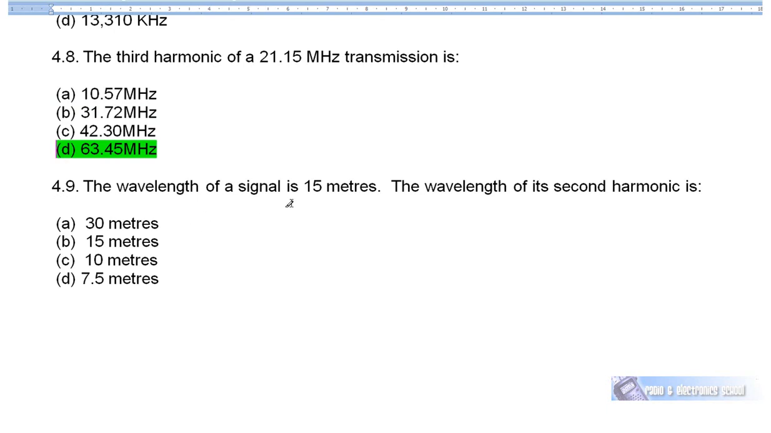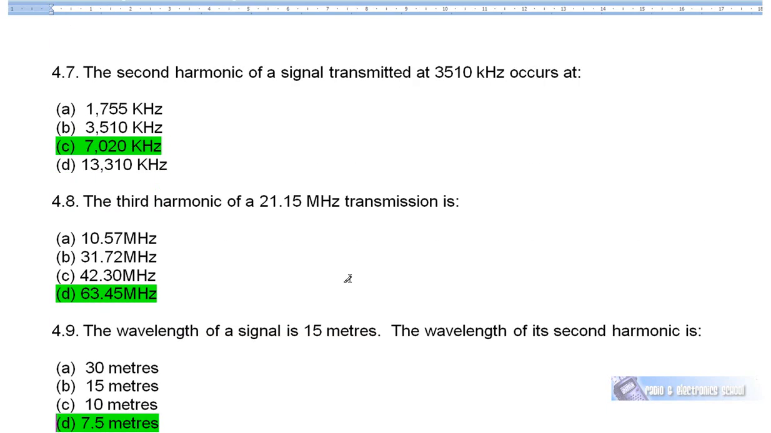Question 4.9. The wavelength of a signal is 15 meters. The wavelength of its second harmonic, well, if it's a second harmonic, the frequency is doubled, and so the wavelength is halved. So the original signal had a wavelength of 15 meters. If you double the frequency, you halve the wavelength to 7.5 meters. And there you go.